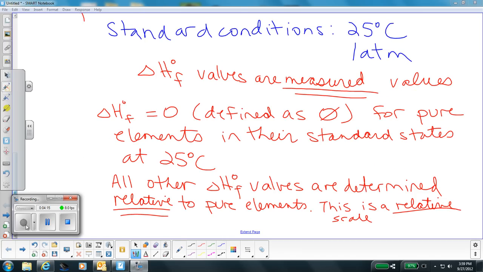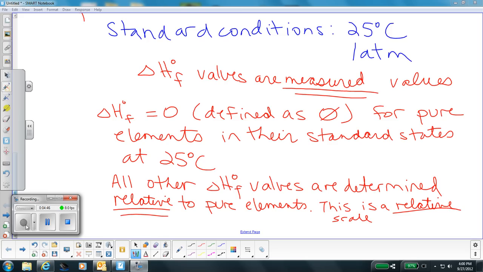Okay, so heats of formation, standard heats of formation values are measured values. They are defined as 0 for pure elements in their standard states at 25 degrees Celsius. We react pure elements with one another and find out how much heat is produced or used when the products are formed to find the heat of formation values for other compounds. And all of the heat of formation values are determined relative to pure elements.